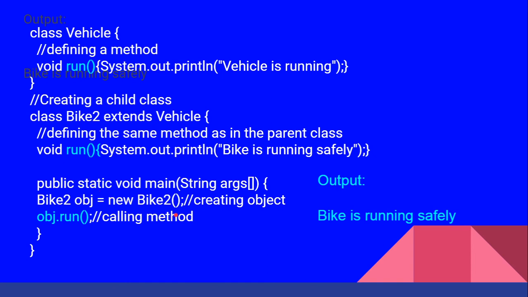Now when you call obj.run, the method called is the child class method and not the parent's method. Because we are using the same signature, the method name with the parameters or no parameters, defined in both the child class and the parent class, the system overrides the parent class and the content of the child class will be printed as the message. That means the child class method will be executed.